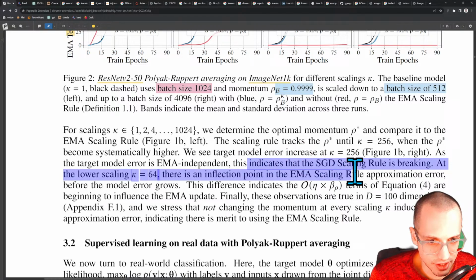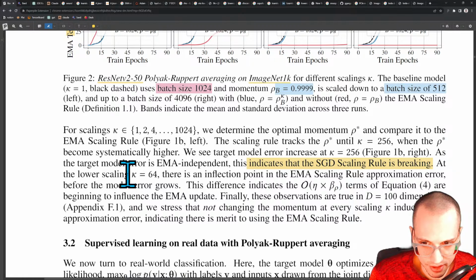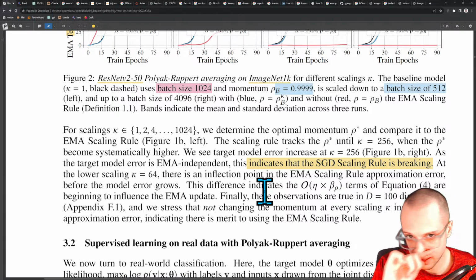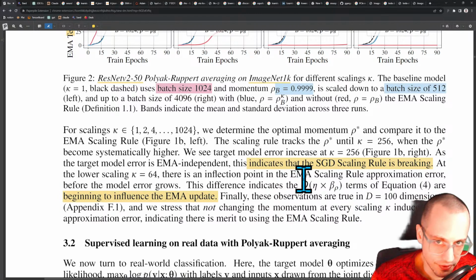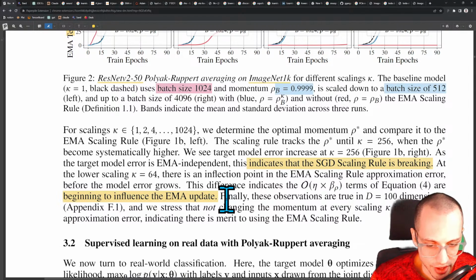Interesting. Okay, so the scaling rules do break at some point. There is an inflection point in the EMA scaling rule approximation error before the model error grows. This difference indicates that the order of the learning rate times this beta rho parameter are beginning to influence the EMA update. So remember how at the very beginning of the stream and this paper, we talked about how the fundamental assumption here is that the gradient direction is independent of the parameter weights.